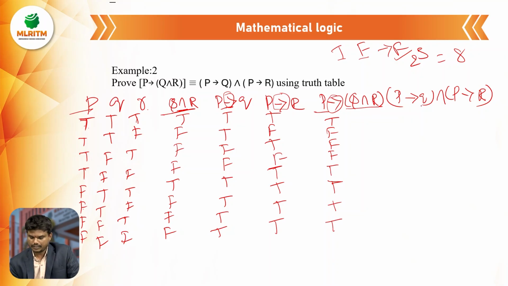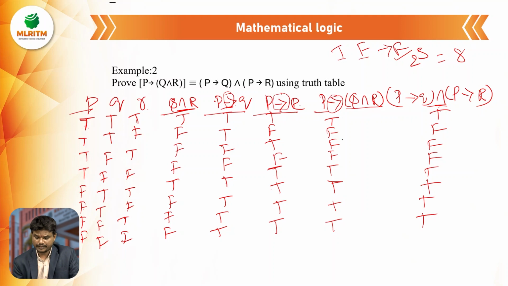Next one is P implies Q and P implies R. This is P implies Q and this is P implies R. So what is the condition? And means conjunction. So we get true, false, false, false, true, true, true, true.